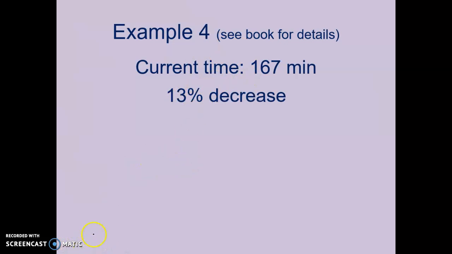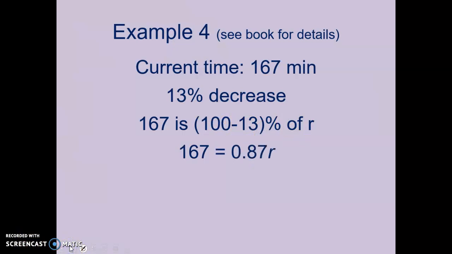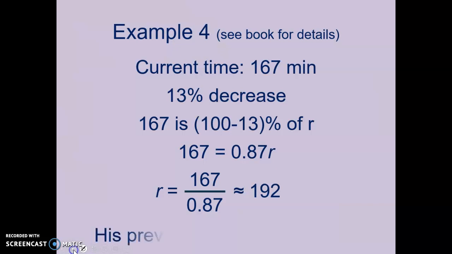There was a 13% decrease, which means 167 is 100 minus 13%, or 87%, of his original time. Writing that as a decimal, we have 0.87. 167 divided by 0.87 gives us an original time of 192 minutes. Putting that back into hours and minutes, we get 3 hours and 12 minutes. So he was able to reduce his time by quite a bit.